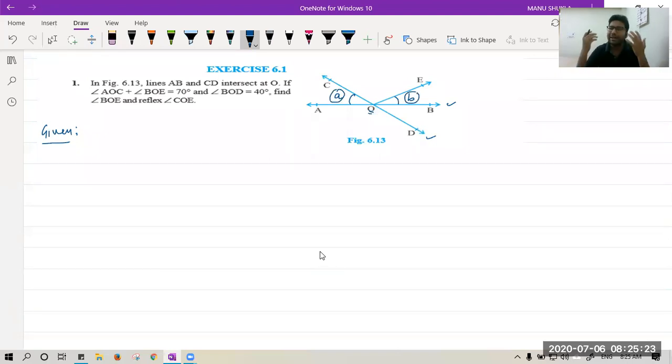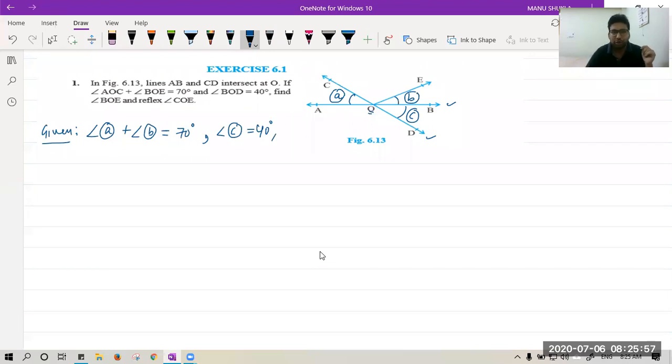You can take any variable M, P, N, 1, 2, 3, whatever you want, no issue. And if you are happy taking the complete name, you are free for that also. Okay. So we know one thing, that angle A plus angle B is equal to how much? 70 degree. Second thing we know is angle BOD is equal to 40 degree. So this angle is given to us as 40 degree. So angle C is given to us as 40 degree.